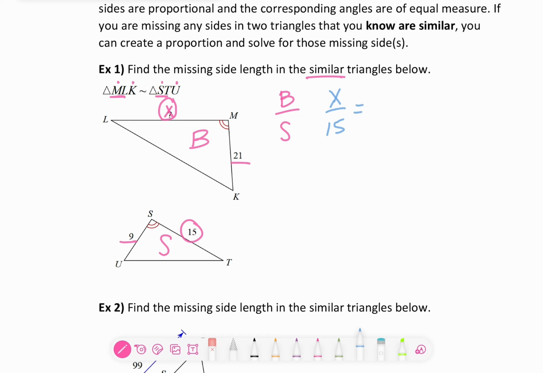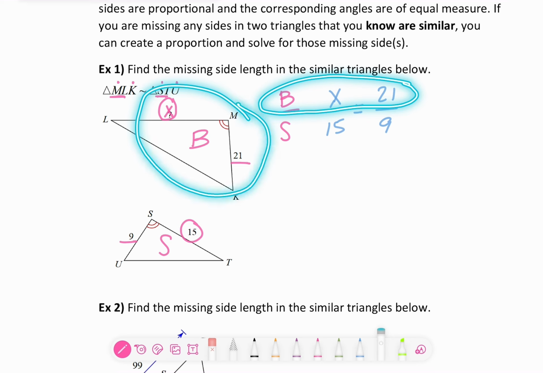And that must equal the ratio in the same order. So I need to do bigger over smaller again. So I need to do 21 over 9 this time. So X over 15 equals 21 over 9. Verify that everything in the top comes from the same triangle. In this case, the bigger triangle, and it does, and then the same for the bottom.